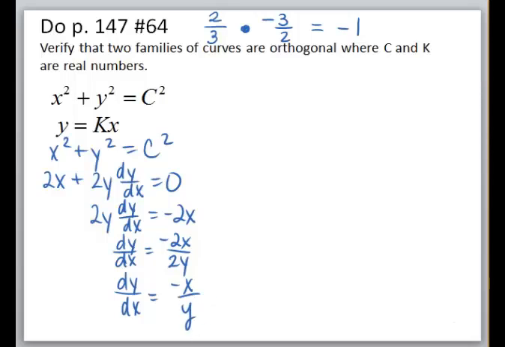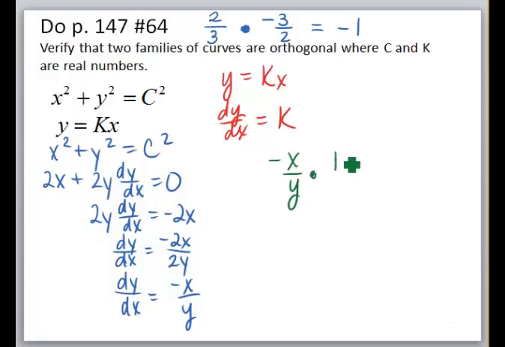Now I need to look at my second curve, y equals kx. Take the derivative, dy over dx equals k. Now using this knowledge, I'm going to multiply those two slopes together, and hopefully we'll find that the product of those equals -1. So does it equal -1? That's what we're really asking ourselves. Well, right now it doesn't.